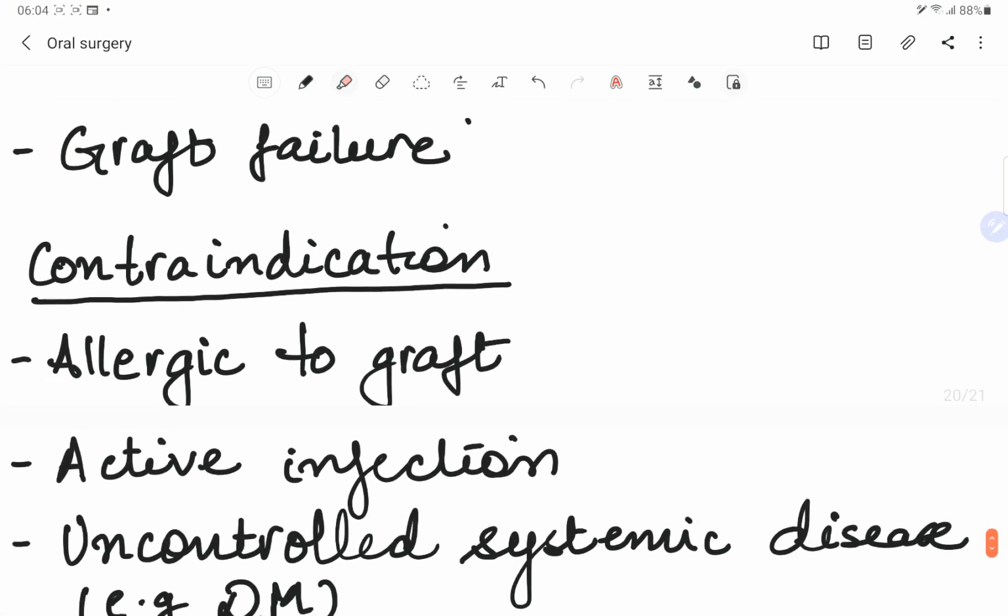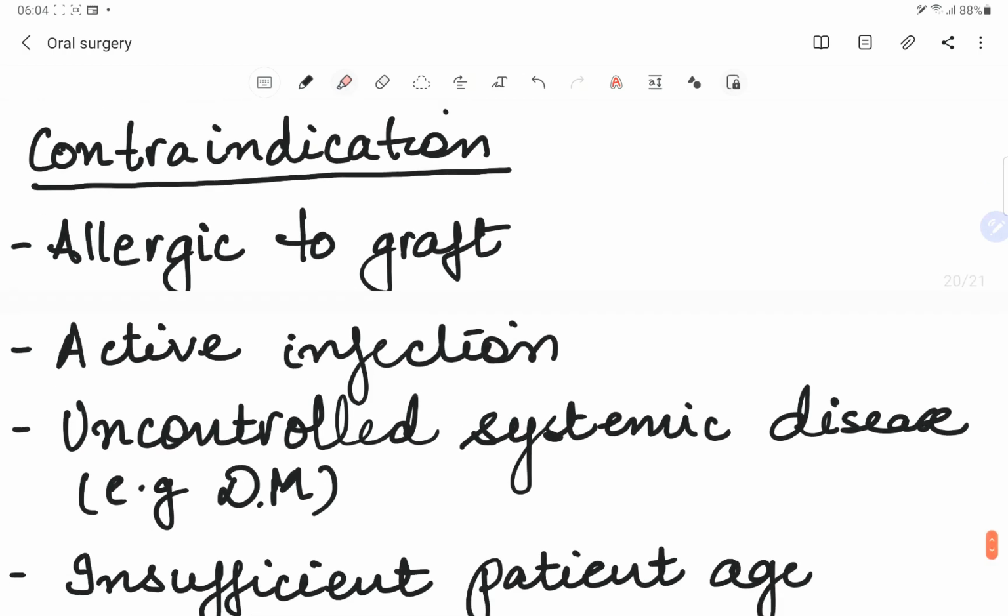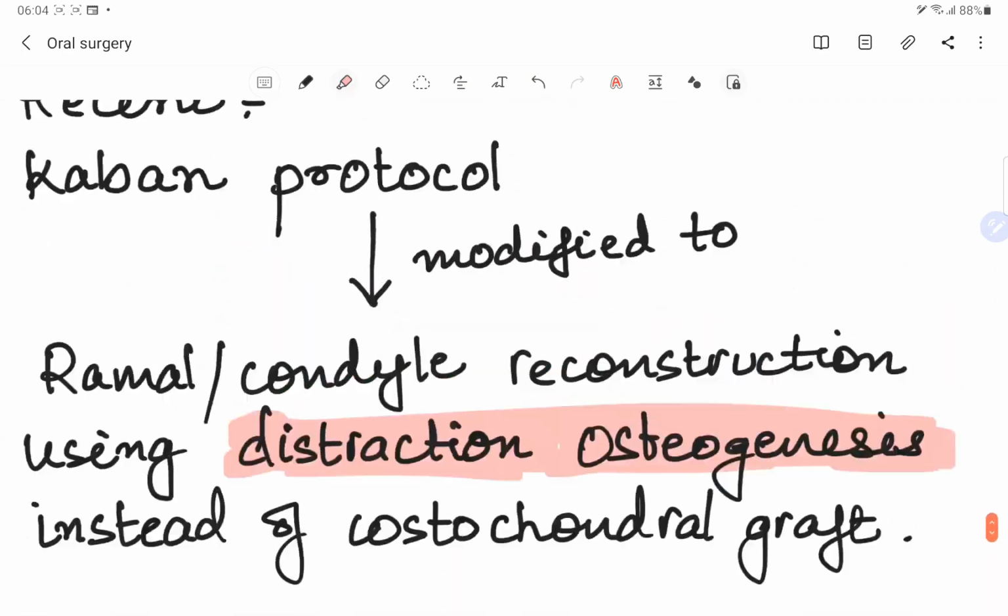When we cannot go for this is when the patient is having allergy to implant graft materials, or in case the patient is having uncontrolled diabetes mellitus, or an active infection at the implantation site, or if there is insufficient patient age, that means no potential for growth.